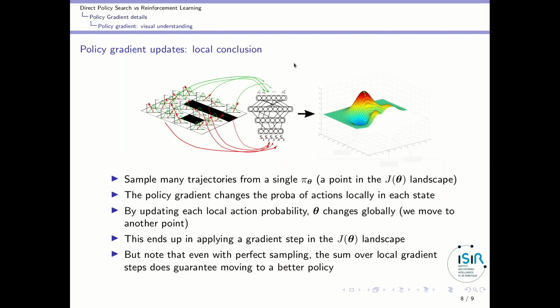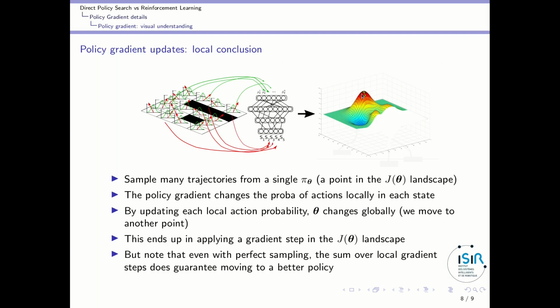So to conclude this short video about local gradient updates, you have to understand that we sampled many trajectories for a single policy, but a policy corresponds to a point in the landscape of the return given the parameters. Okay, that's some point here. By performing the updates, we change the probability of actions locally in each state, but doing this changes the value of theta globally. So we move to another point somewhere in the landscape.